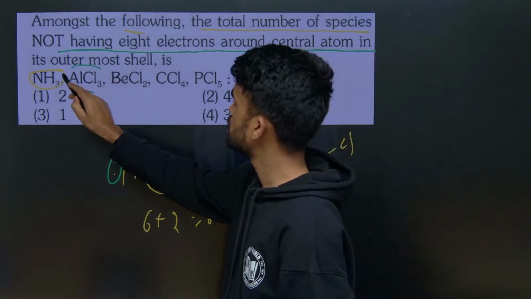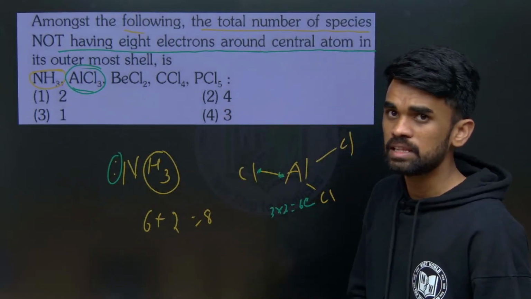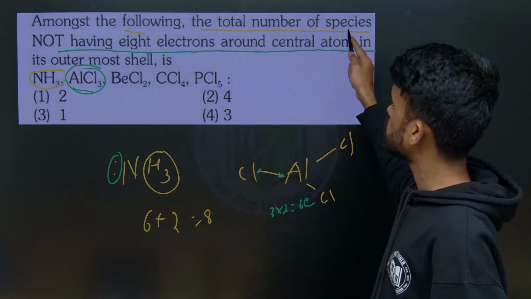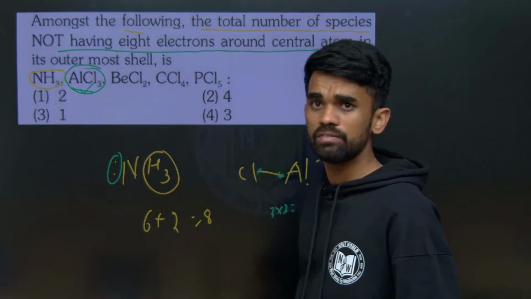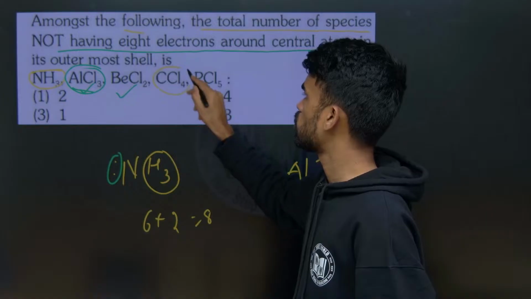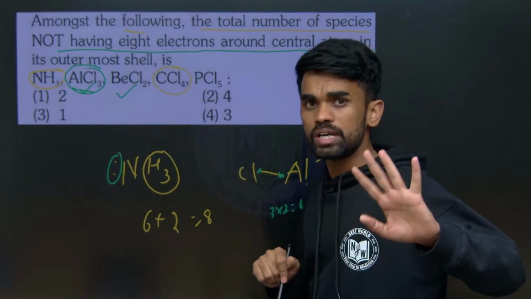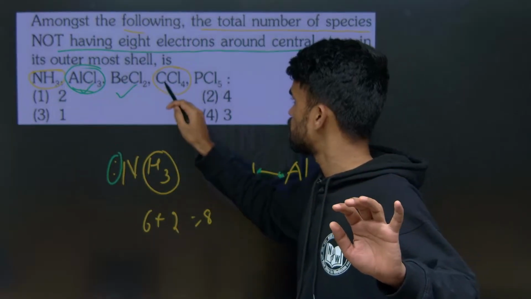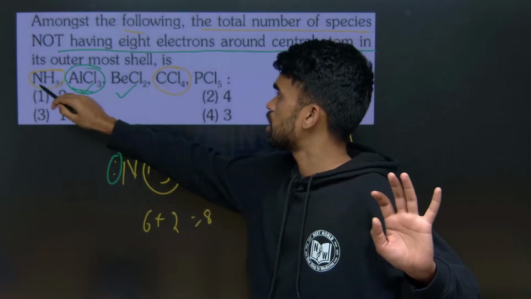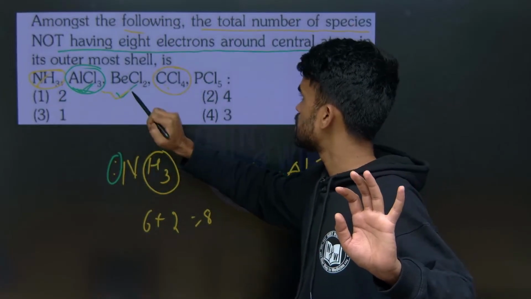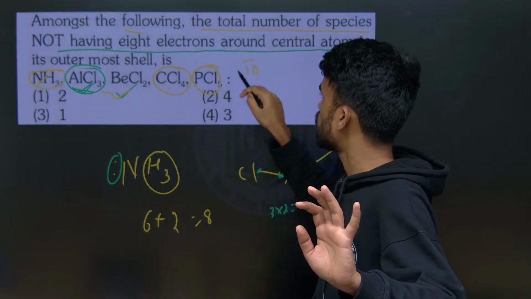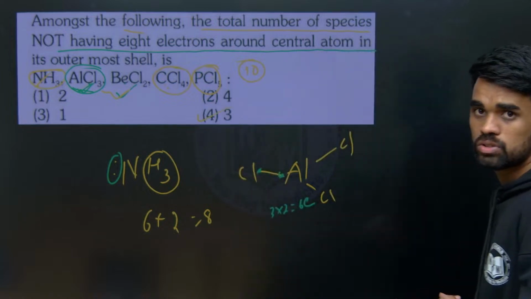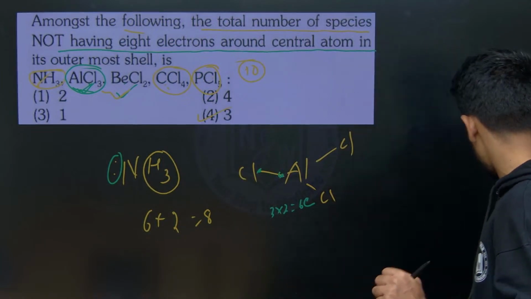So this has fewer than the octet, less than 8 electrons. They are asking for the total number of species not having 8 electrons. Yes, this one is not having. Similarly, for CCl4, carbon has 4 valence electrons and 4 surrounding atoms, 1 electron from each, therefore 8 electrons here. So this is having 8, this is also having 8. So AlCl3, BeCl2, and for PCl5 there are 10 electrons, you can count. So 1, 2, 3, so option number 4. That will be the proper answer for this particular question.